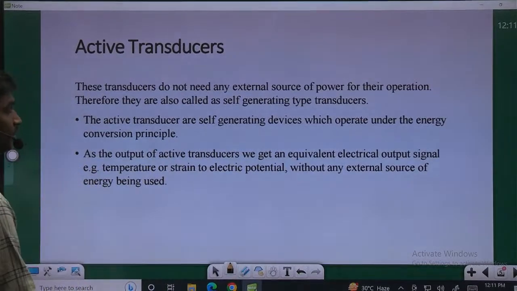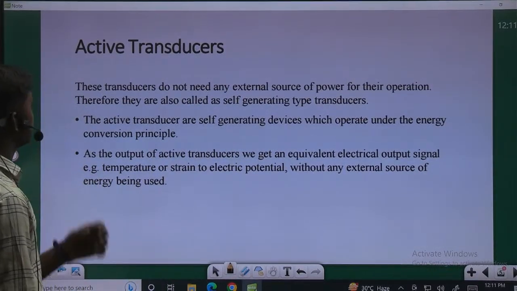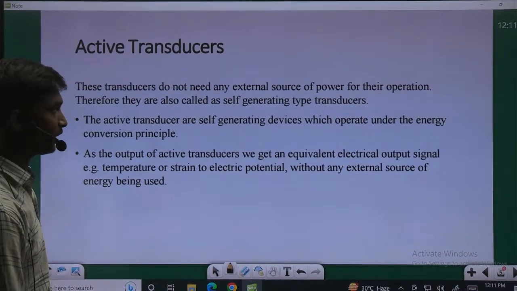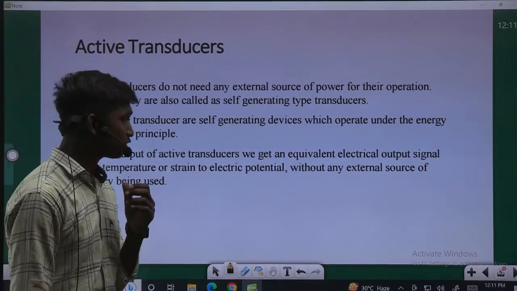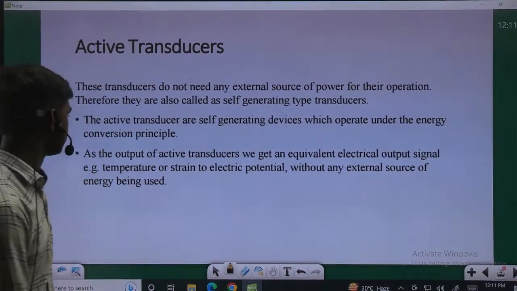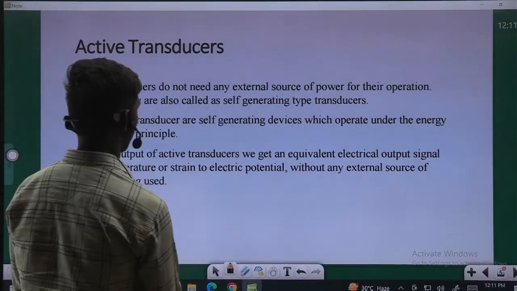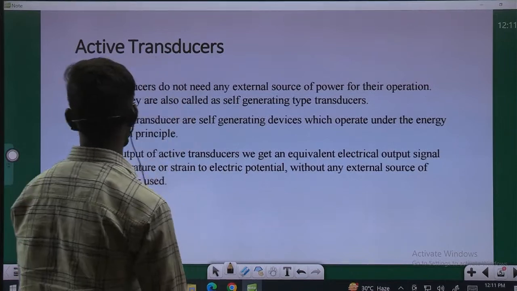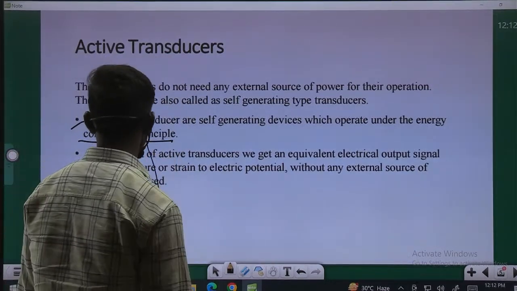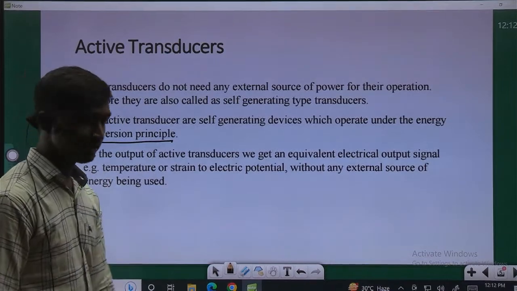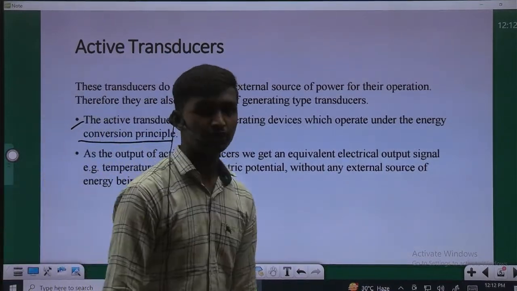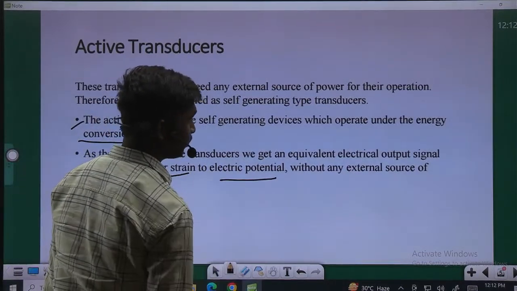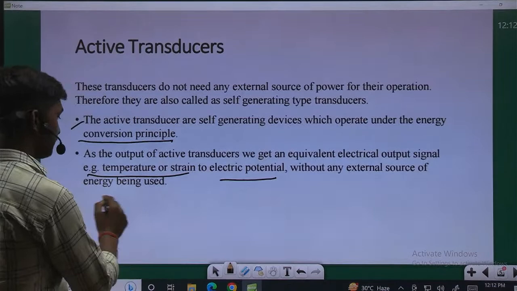Active transducer. We will know about the active transducer. These transducers do not need any external source of power for their operation. Therefore, they are also called self-generating transducers. The active transducers are self-generating devices which operate under the energy conversion principle. As the output of an active transducer, we get an equivalent electrical output signal. Example, temperature or strain to electric potential without any external source of energy being used.